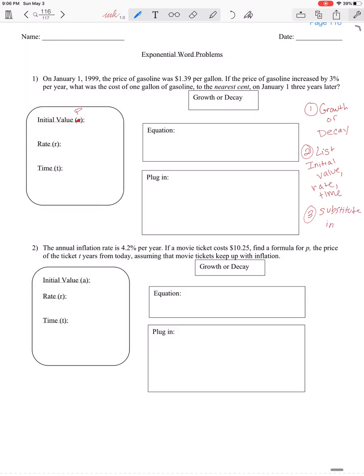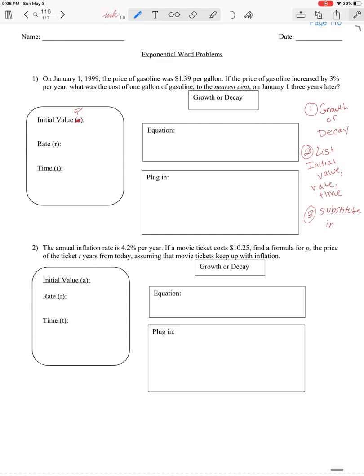So let's read the problem. On January 1st, 1999, the price of gasoline was $1.39 per gallon. If the price of gasoline increased by 3% per year, what was the cost of 1 gallon of gasoline to the nearest cent on January 1st, 3 years later?